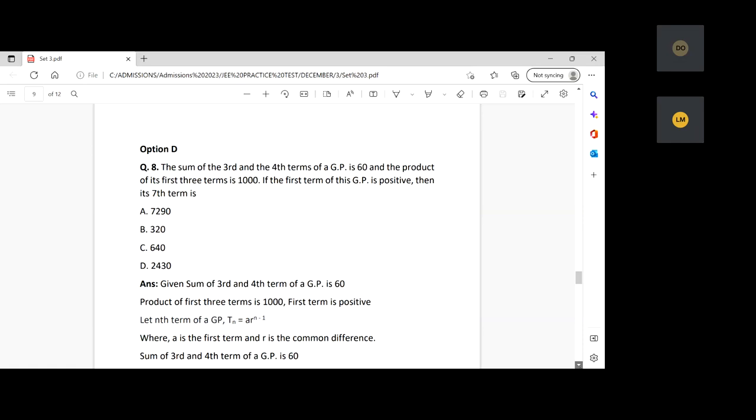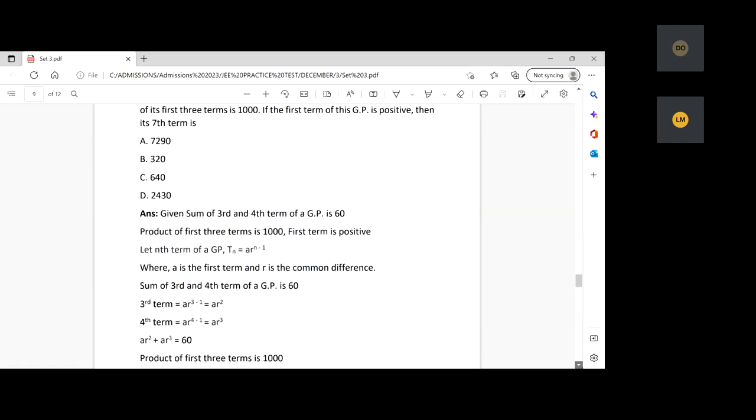So what is given in the question, I have just written it. What are the details which are given in the question? The sum of the third and fourth term is 60. The product of the first three terms is 1000. The first term is positive, that is also given. Then what about the seventh term? The nth term is AR raised to n minus 1. We know that, right? It could be the common difference or it could be the common ratio, R.